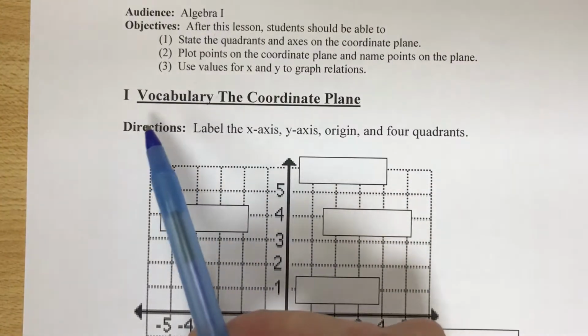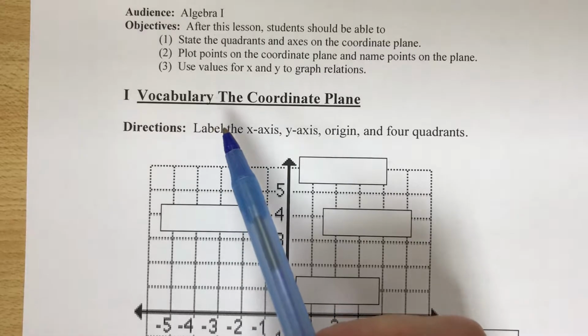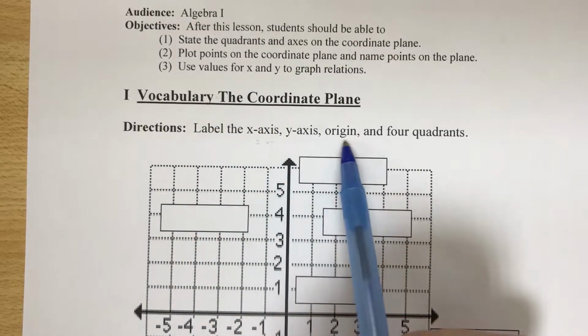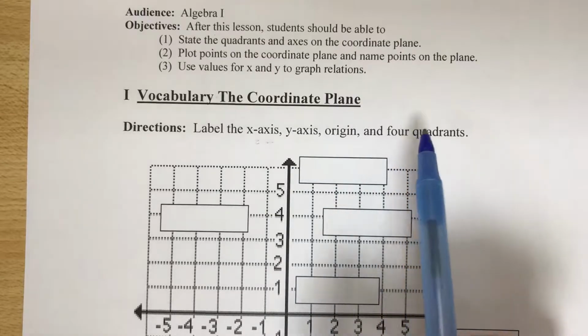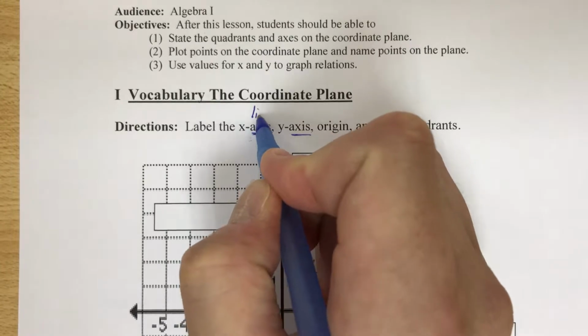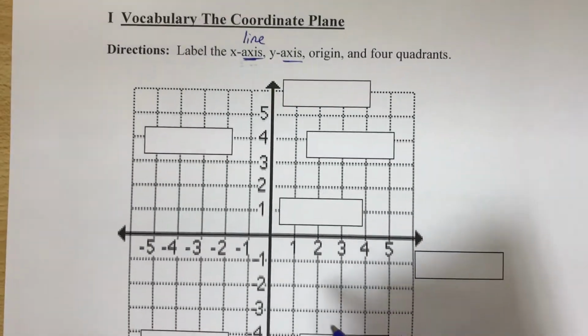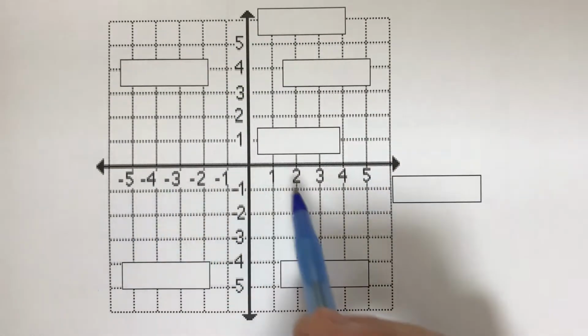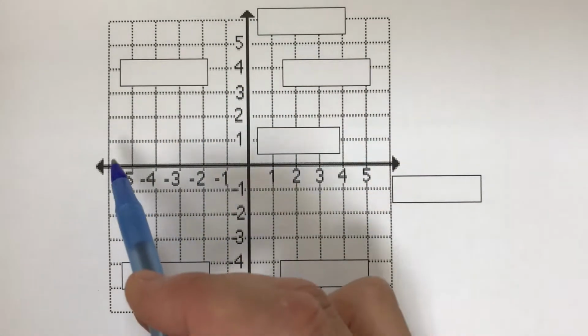Okay, so we're going to talk first about some vocabulary for the coordinate plane. Directions: label the x-axis, y-axis, origin, and 4 quadrants. The word axis basically means line. So when we look at the coordinate plane, which we see right here, we see two lines.